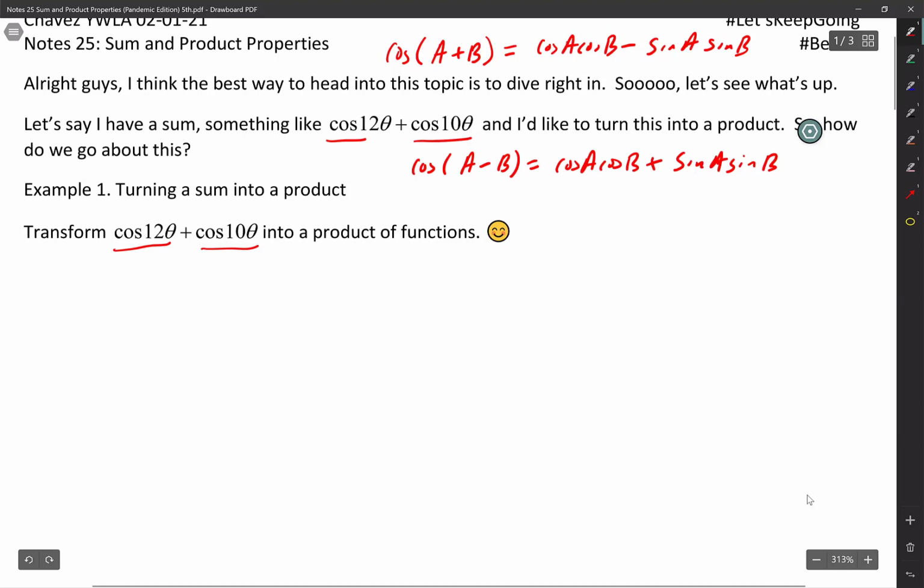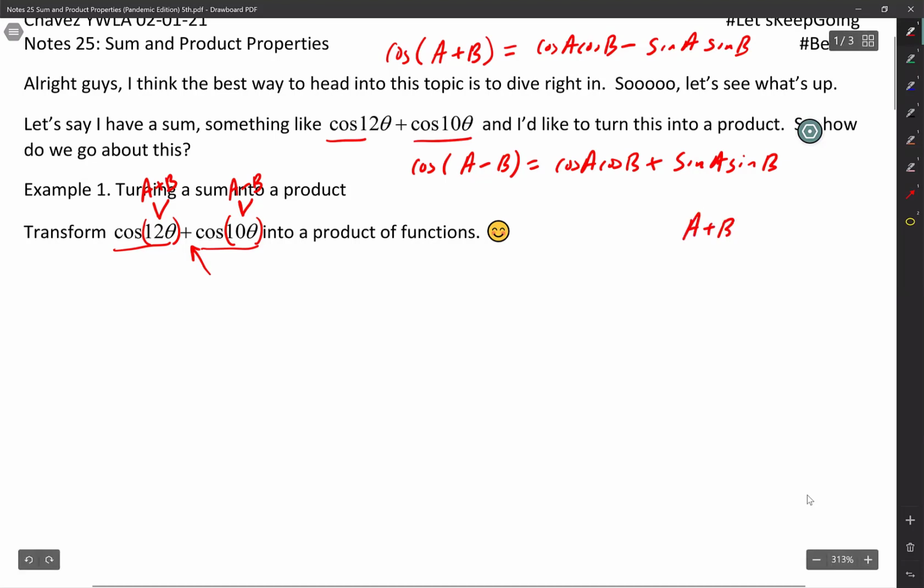I can trick this equation and I can say, well, that 12 theta is nothing more than A plus B, and that 10 theta is nothing more than A minus B. And I can figure out what the A is and what the B is. And I can just add them up because there's a plus in the middle and see what type of product I get. Chavez, you confused me. Okay, here's what I'm trying to say, guys.